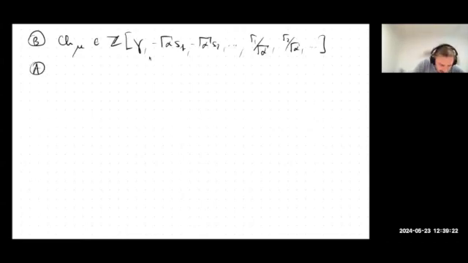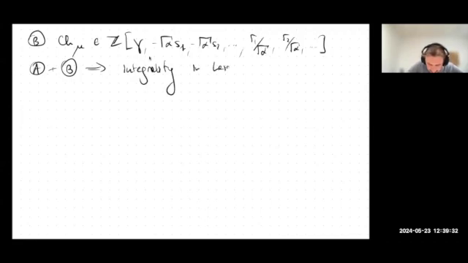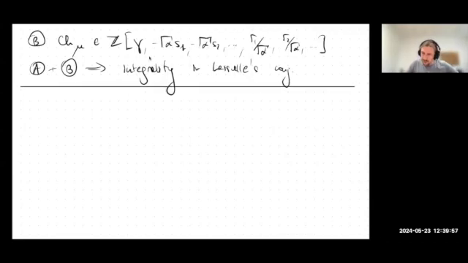And finally, if we add A and B, this implies integrality in Lassalle's conjecture. So this remark basically says that this statement with this slightly different normalization is somehow slightly more natural than the normalization that Lassalle used originally. Okay, so now let me tell you about the proof of our theorem.